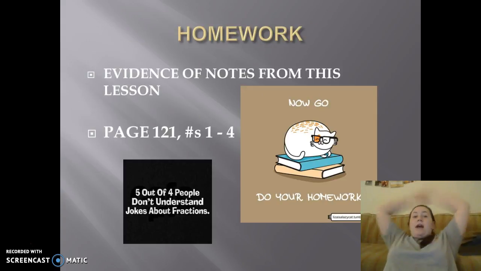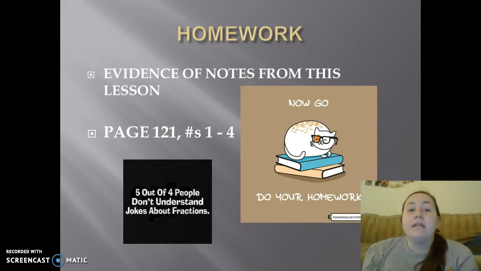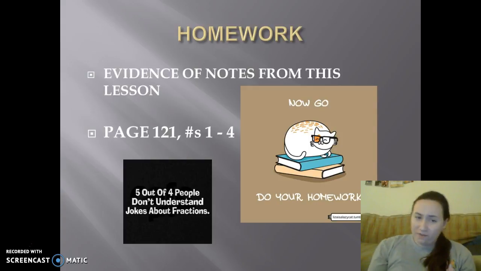So tonight, your homework is evidence of notes from this lesson. So that consists of the notes I told you to take and also any other additional work that you worked out in order to help you solve the problems. And also, just as some extra practice, please do page 121, numbers 1 through 4. Okay, that's just 4 problems, and you already took the notes if you're following along.